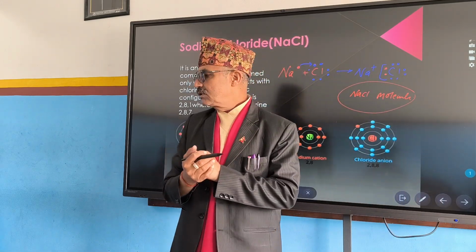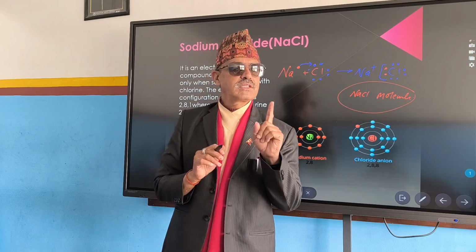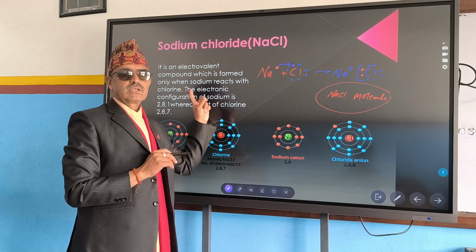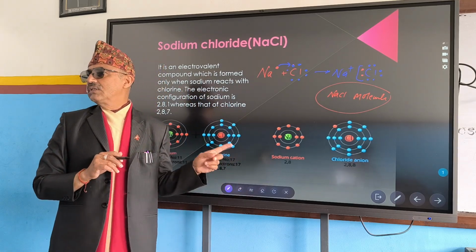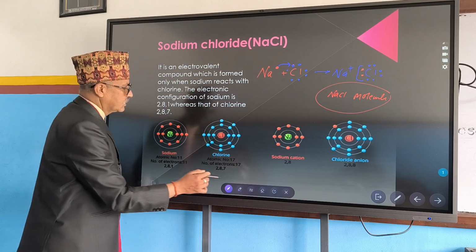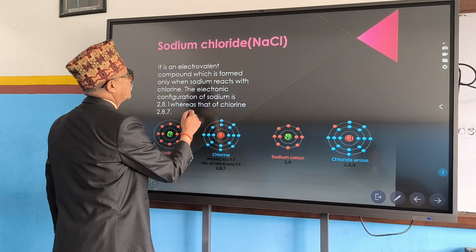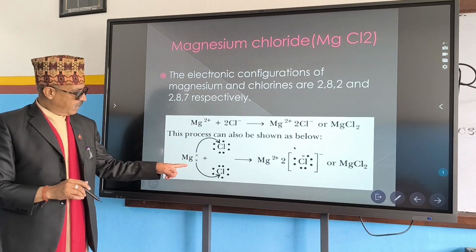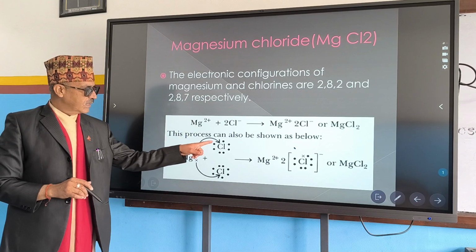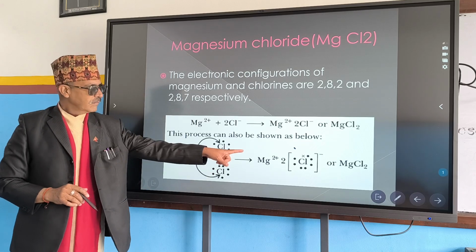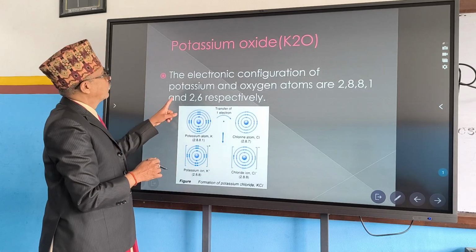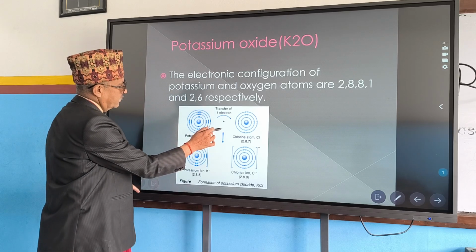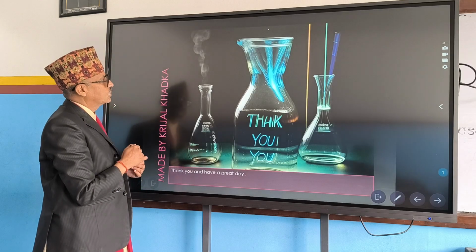So open your book once and read this portion once again. Chemical bonding, types of chemical bond, and this electrovalent bond, electrovalency, and some examples. What are the examples? Sodium chloride. Next one is magnesium chloride. How is it formed? Magnesium donates 1 electron to chlorine, another to chlorine. And next one is potassium oxide. 2 potassium, 1 oxygen. And this portion will be over.